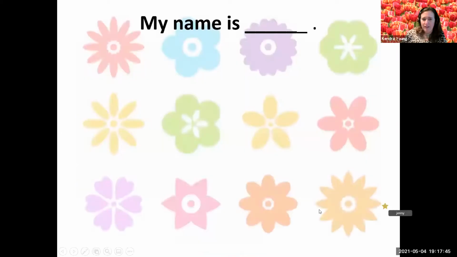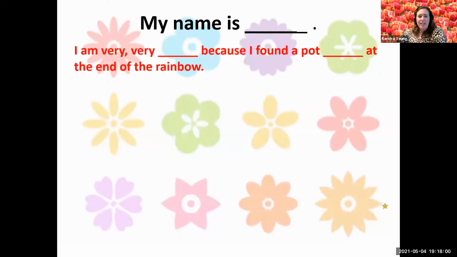Oh, yellow. Okay, so you're going to solve this puzzle. And Grace, this one I did borrow from what we did on Saturday, so you might already know the answers to these. So we're going to solve this puzzle by breaking them down. The first one is, and these are all different plants, I'm very, very blank because I found a pot of blank at the end of the rainbow. If you take those two blanks and put them together, you get a special word. So what do you find at the end of the rainbow? A pot of what?